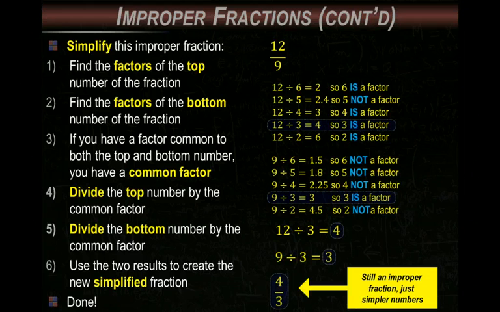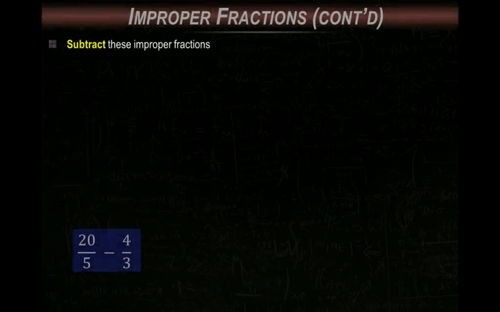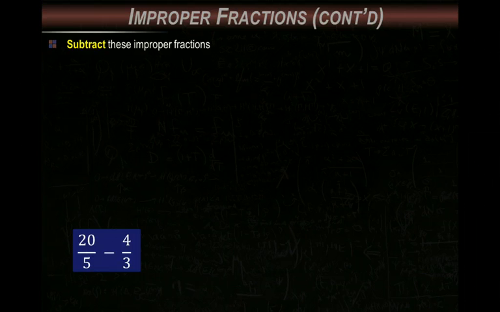We did this way back at the beginning. Okay? You had some practice on that in the worksheets. Simplifying is kind of one of the harder things to do with fractions. Notice that it's still improper. The top number is still larger than the bottom, but it's a lot simpler than 12 over 9. Okay? Now, can I subtract them? Here's two improper fractions. 20 over 5 minus 4 over 3.